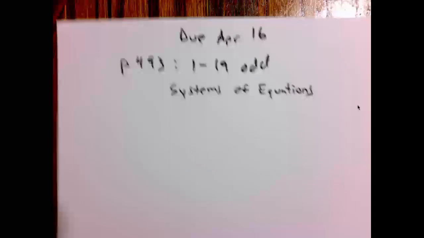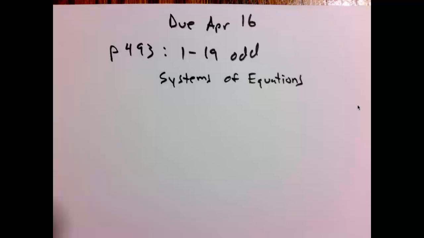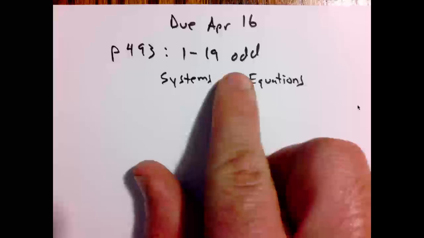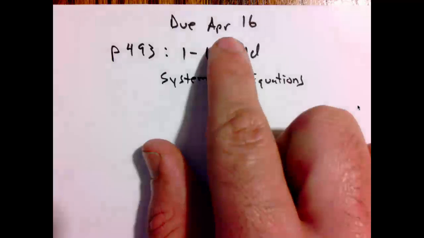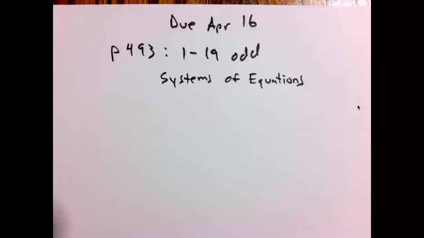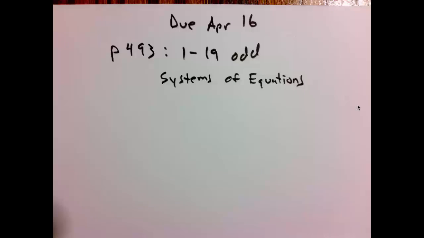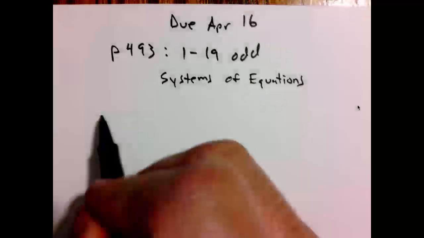Alright, in this video we'll be looking at problems from page 493, 1 through 19 odd. This assignment is due April 16th. It's dealing with systems of equations. I'm going to do a couple of even problems that are similar to the odd ones that you'll be tasked with. I'm looking at problem number 4.